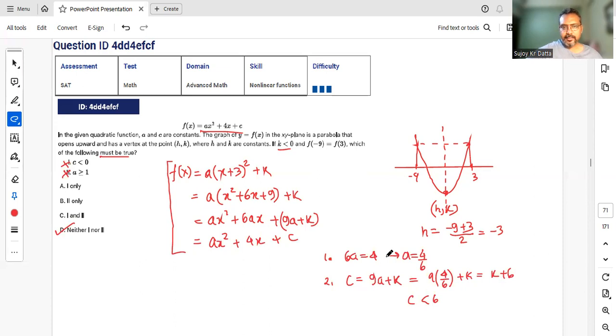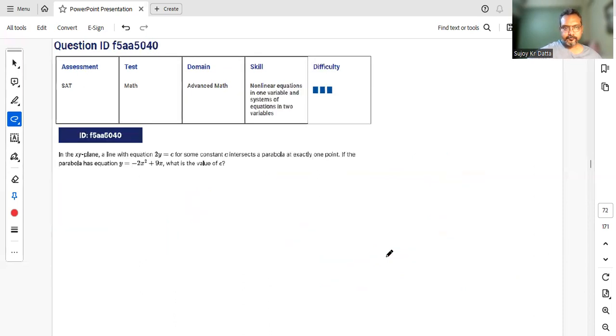Okay, let's go to the next question. So this one says in the xy plane, you have 2y equals c, which means y equals c over 2. And there is this other y equals negative 2x squared plus 9x. They intersect at one point. Means what? There is a single solution.